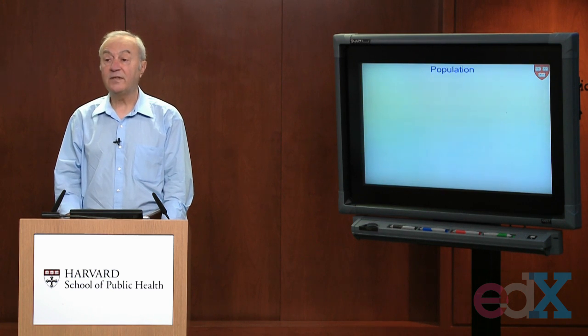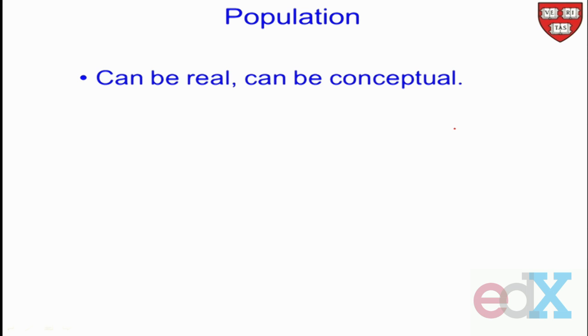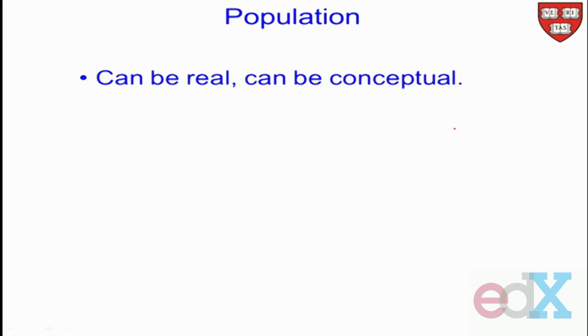Now, let's look at these components one by one. First of all, we've got the population. So what is a population? Well, it can be real. So it could be everybody you know, everybody in your town, everybody in your province, in your state, in your nation, whatever. A group of people. It can be real like that, or it can be conceptual. It could be everybody in the future who's going to have cancer and how we're going to treat them.